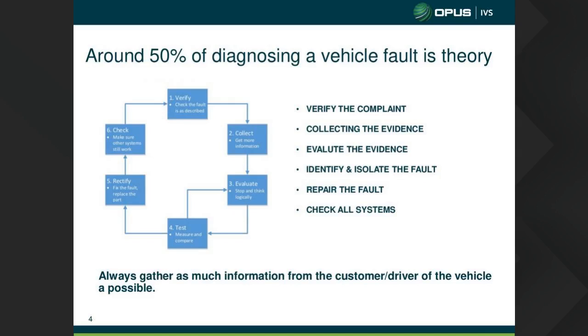Evaluate the evidence. So evaluate what you've got. And again, you may find certain systems are linked, even though you may not think it. So identify and isolate the fault. Likewise, repair the fault. And then check all systems afterwards, because we've all been there with the customer saying since you touched my car, and so on. So basically check all the systems are correct. Again, you may find something still doesn't work. Was that still linked? Have you repaired it correctly?